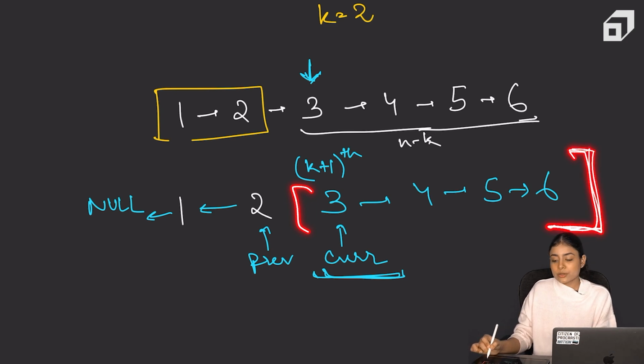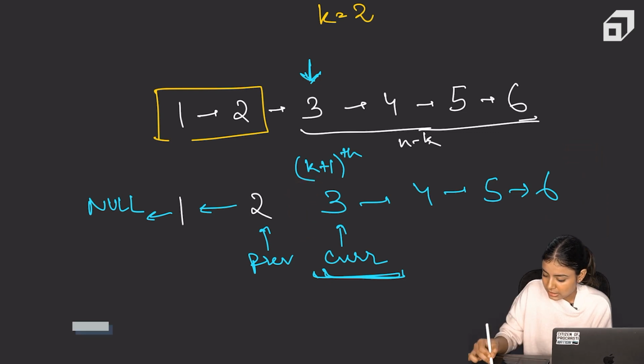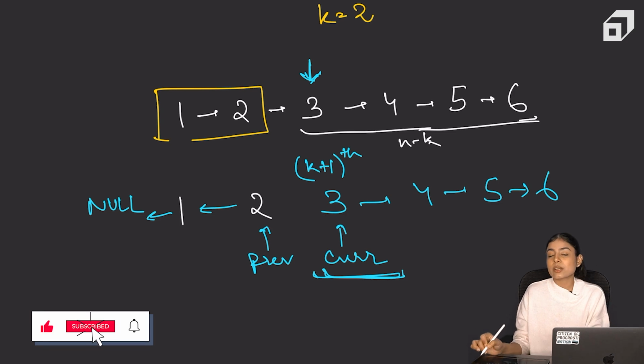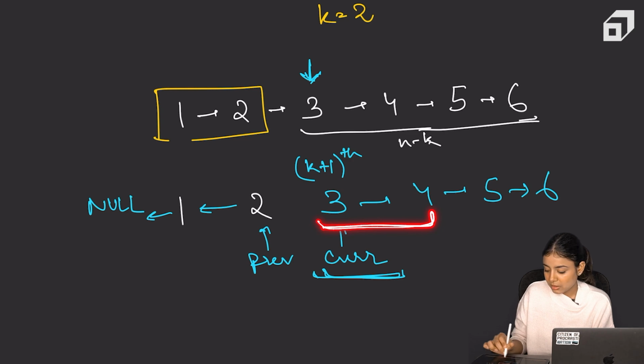And what will recursion do? Recursion will reverse this list for me. Let's discuss that as well. So how is recursion going to reverse that? Again, it is going to take the first k nodes. It will reverse the links for the first k nodes.